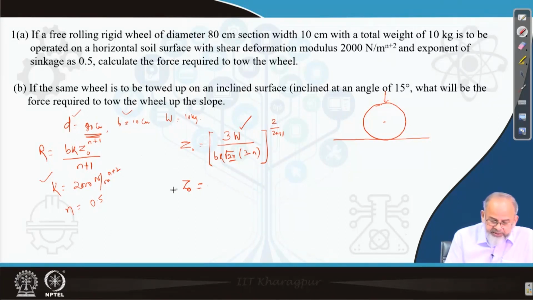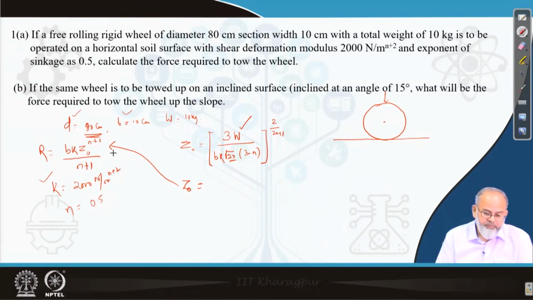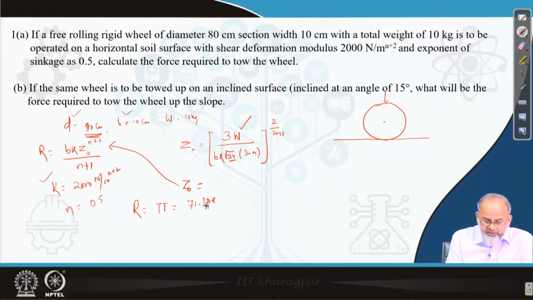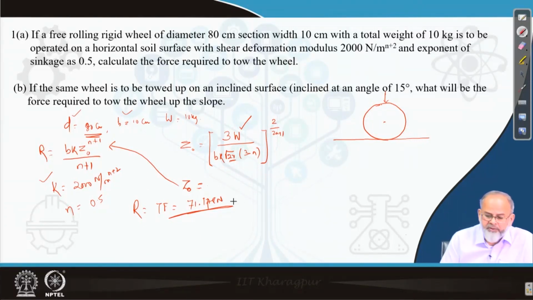Once you know sinkage, you substitute in this equation, rolling resistance is equal to B K Z0 raised to the power n plus 1 by n plus 1, and you will find out the value of rolling resistance. Rolling resistance is nothing but the force required to tow the wheel. So, the towing force comes out to 71.178 Newton. Since weight is less, sinkage is less, so obviously the rolling resistance will be less.